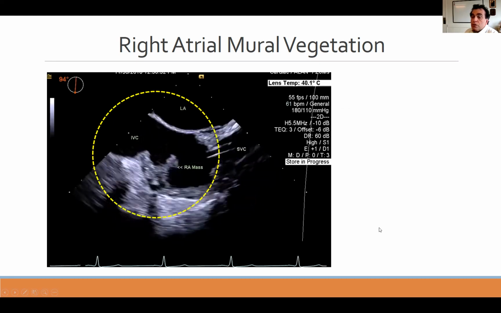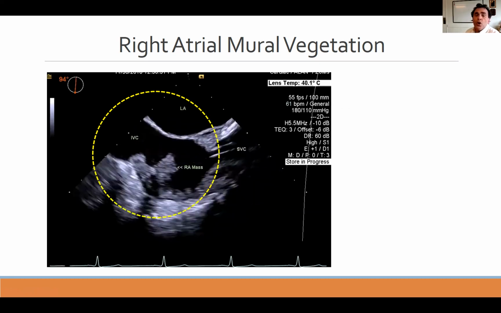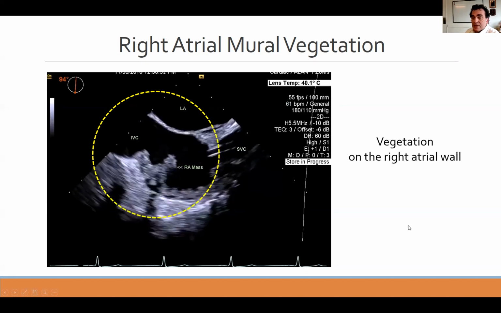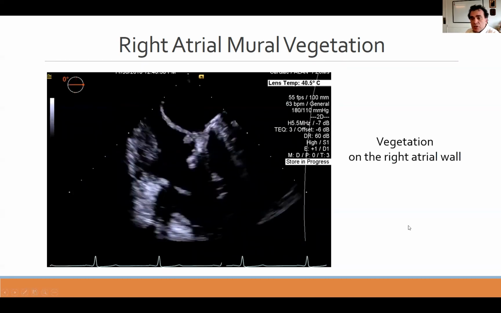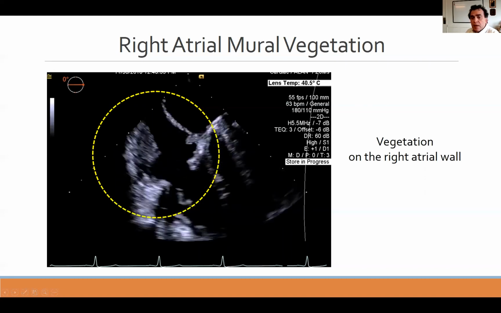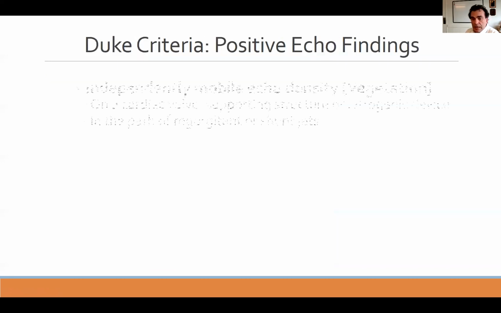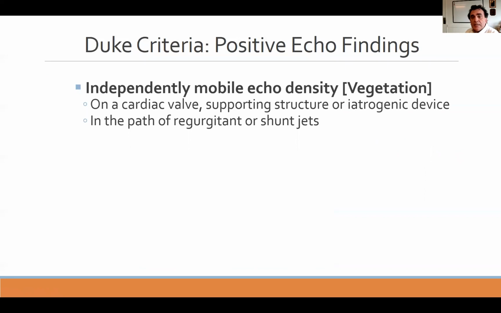It's not unusual in patients with dialysis catheters in the superior vena cava. They have jet lesions on the wall of the right atrium opposite the catheter jet. So this is vegetation on the right atrial free wall. And then another view of it, it's a large mural mass, consistent with mural endocarditis. So again, it's an independently mobile echodensity, vegetation on the cardiac valve, supporting structure or iatrogenic device, or in the path of a regurgitant jet or shunt jets.